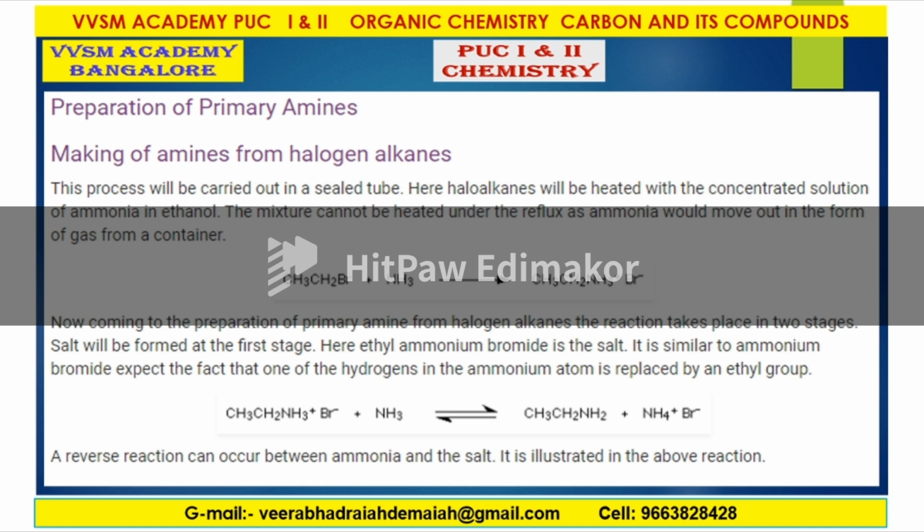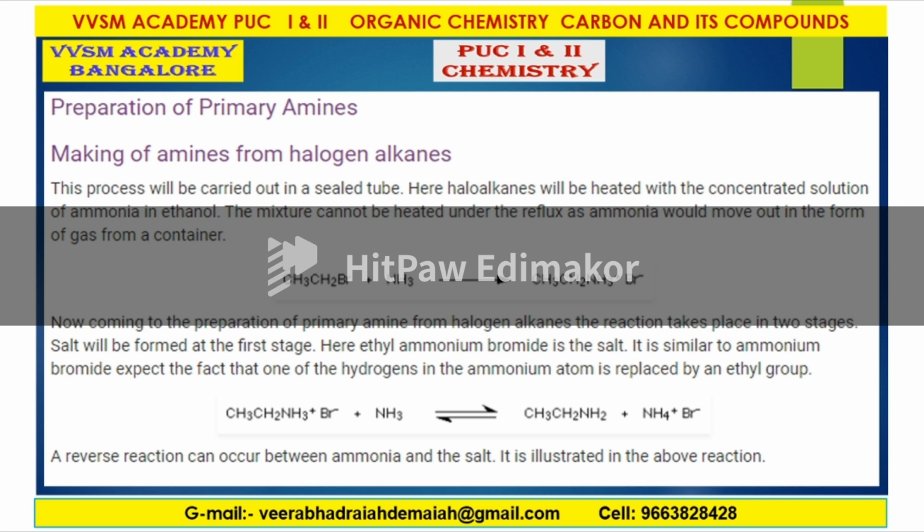This process will be carried out in a sealed tube. Here, haloalkanes will be heated with a concentrated solution of ammonia in ethanol. The mixture cannot be heated under reflux as ammonia would move out in the form of gas from the container. The reactions are in sealed tubes. Okay, this is the reaction of halogenoalkanes, making amines from halogenoalkanes.